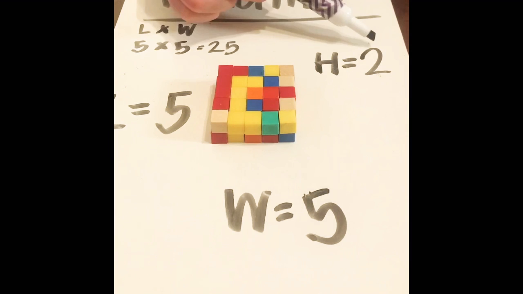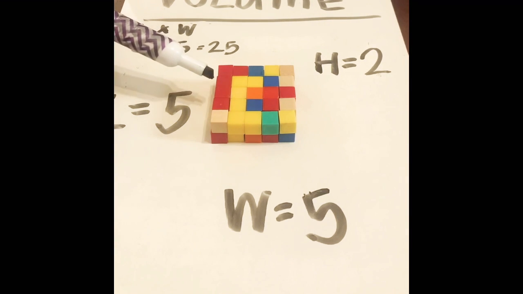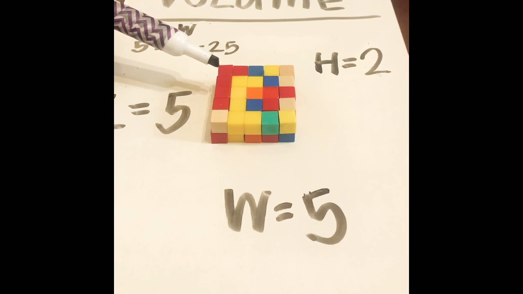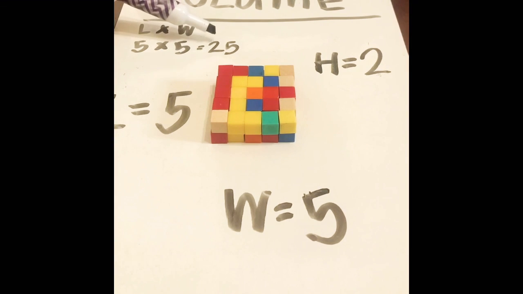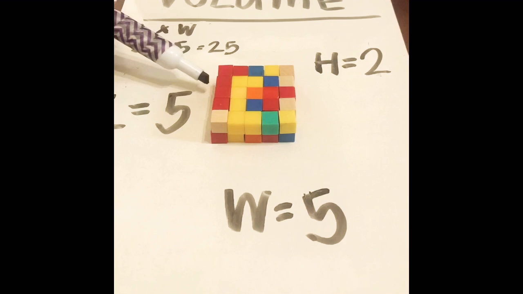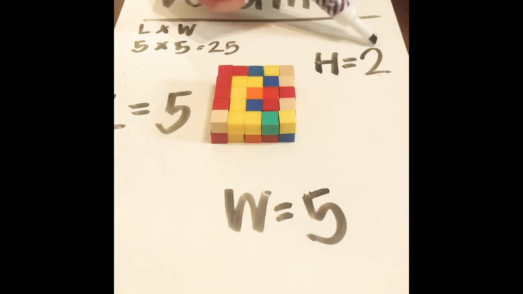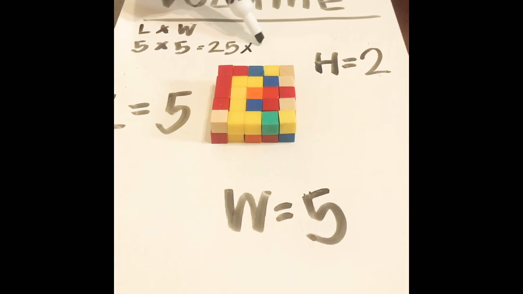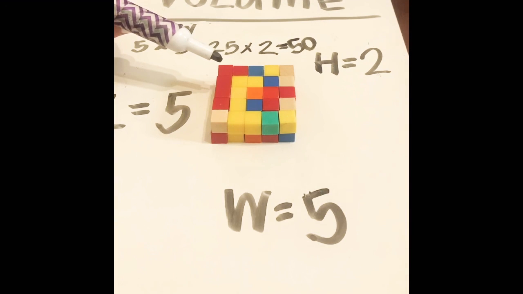I need to add that to however many cubes are on the second layer. In this case, it should be exactly the same. So what I can do now is take my 25 cubes on the first layer, multiply it by 2 since there are 2 layers, and that should tell me how many total cubes it takes to make this prism. 25 times 2 is 50. So the volume of this 3D figure is 50.